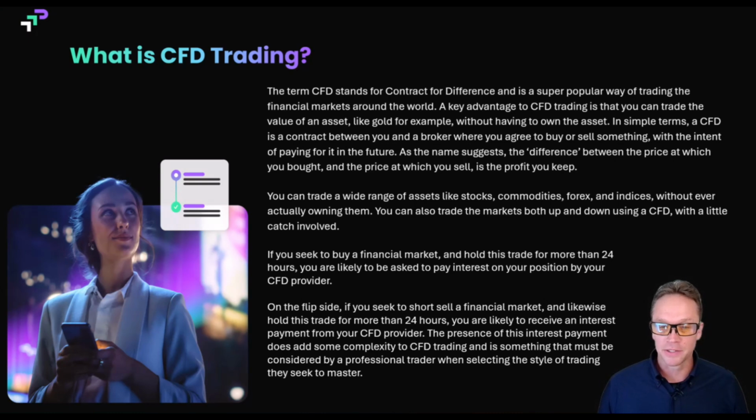Now, that being said, ladies and gents, if you do want to buy a financial market using a CFD and you do want to hold that position for more than 24 hours, just be a little bit careful here because you may need to pay interest on the position, and that interest is going to be paid to the CFD provider. You're not actually paying interest on just the amount of money you've put into the trade. You also may be paying interest on the leveraged position as well. So you're actually paying interest, if you will, on the entire position.